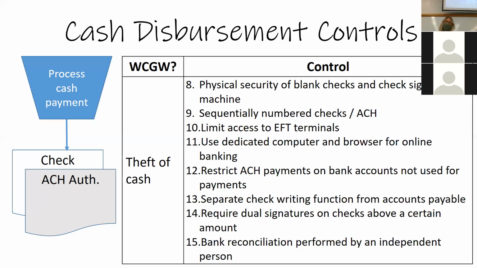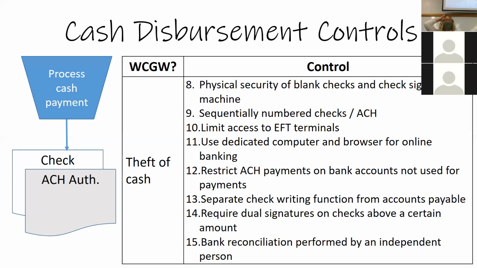Sequentially numbered checks or ACH authorizations. We talked about those before. Why are they an important component of the cash disbursement cycle? Why do we use sequential numbers? Yeah.